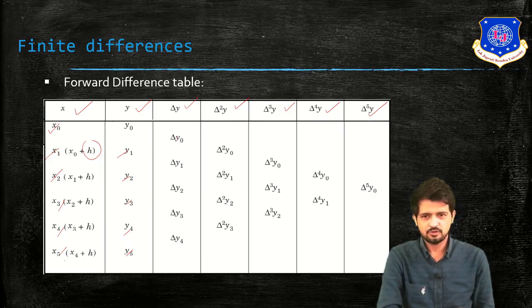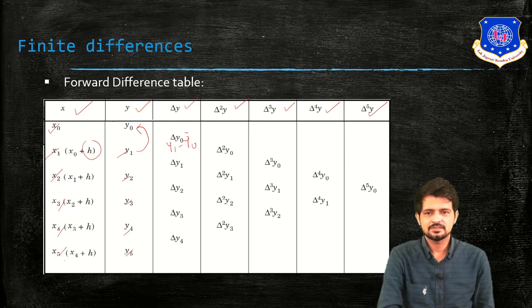See, this is the first forward difference. How can I write del y0? It can be found by taking the difference y1 minus y0. So it can be written like this, y1 minus y0. What is my del y1? So del y1 can be written as y2 minus y1. This is y3 minus y2, y4 minus y3, y5 minus y4 and so on.